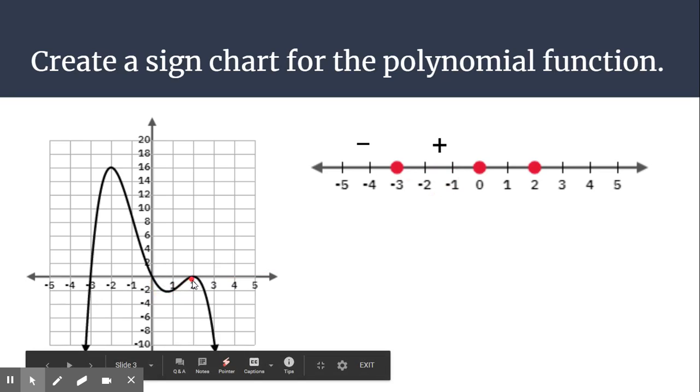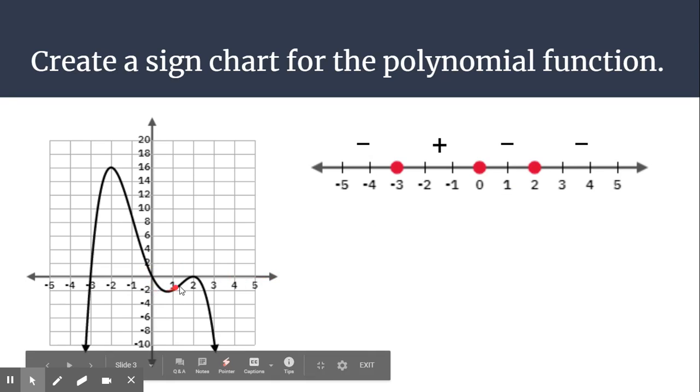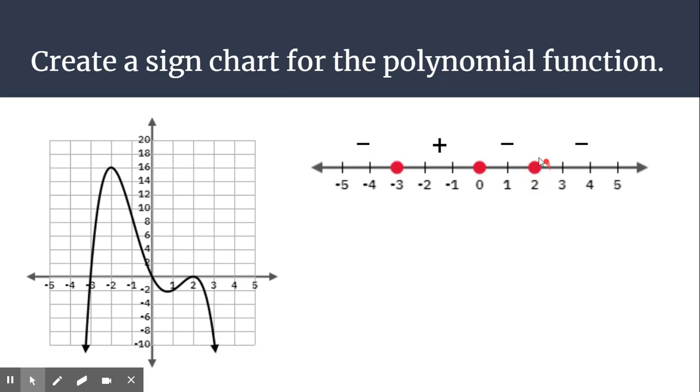Between 0 and 2, we have y values that are negative. And then also after 2, we have y values that are negative. We still want to split up these two intervals, even though they both show a negative y value, because there's one important point right here where we do not have a negative y value. We have a y value that is exactly equal to 0. So we want to make sure to distinguish those important points.